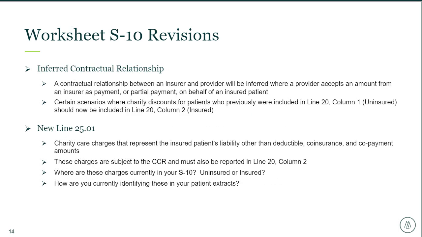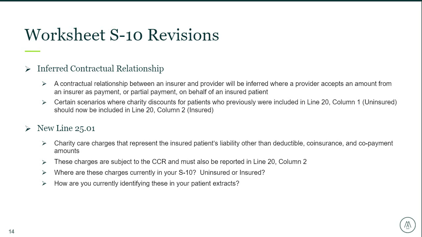So CMS has redefined what constitutes a contractual relationship with these new instructions. They've updated the instructions to state that a contractual relationship between an insurer and provider will be inferred where a provider accepts an amount from an insurer as payment or partial payment on behalf of that insured patient. Now, in certain scenarios, this might change where discounts were previously recorded as uninsured line 20, column 1, as they may now be included in the insured line 20, column 2. So this is something to keep in mind when we get into these cost reports. And again, these are cost reports beginning on or after 10/1/2022.